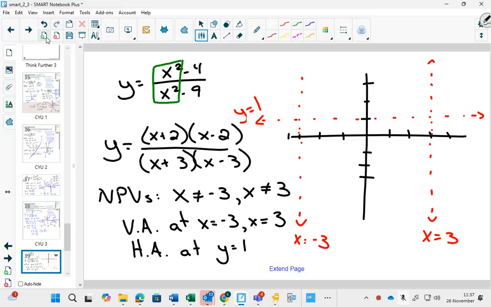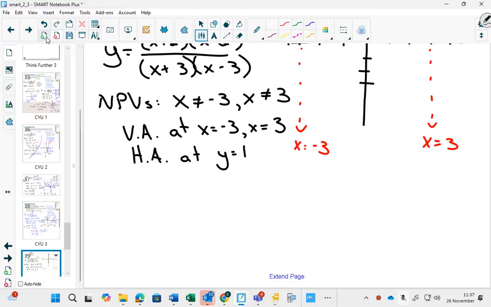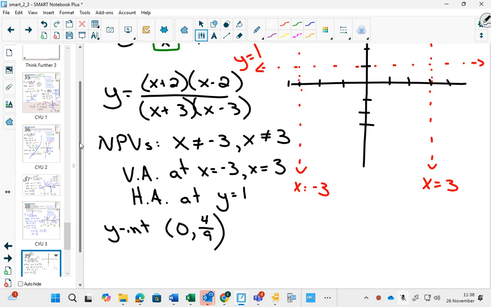Next, find all of your intercepts. Again, your y-intercept is super easy. Plug in 0, and we would get negative 4 over negative 9, which is 4 ninths. So I go on my graph, and I get (0, 4/9).